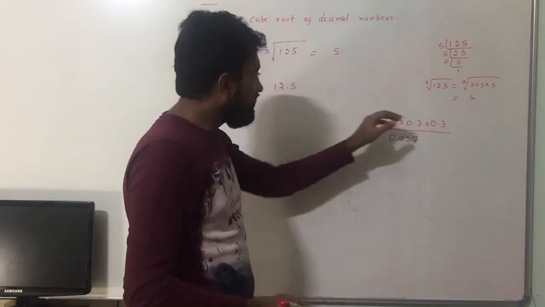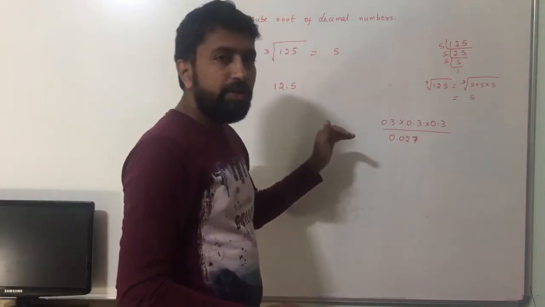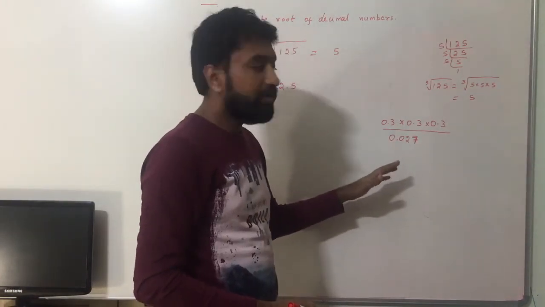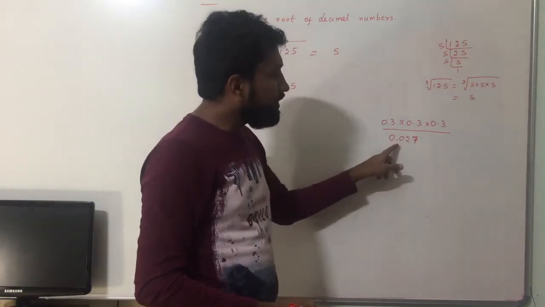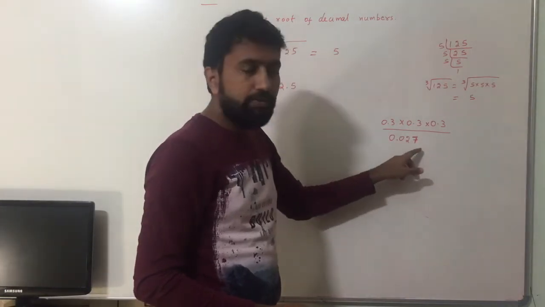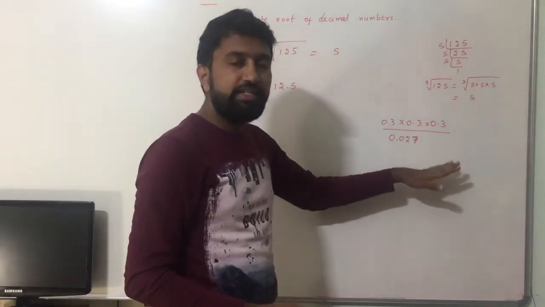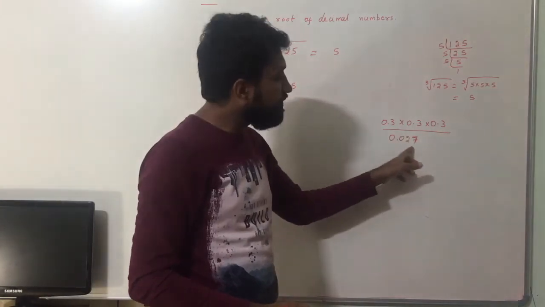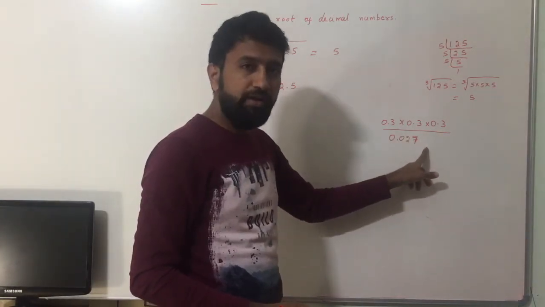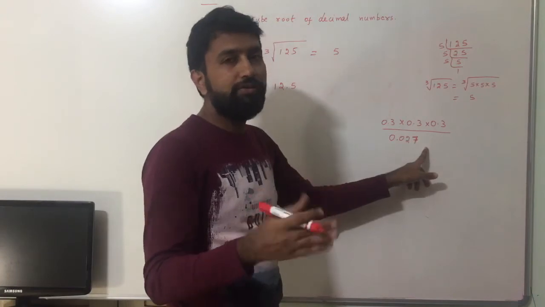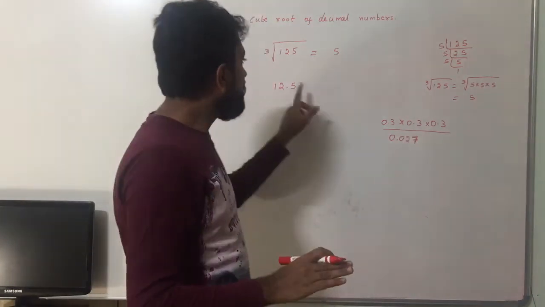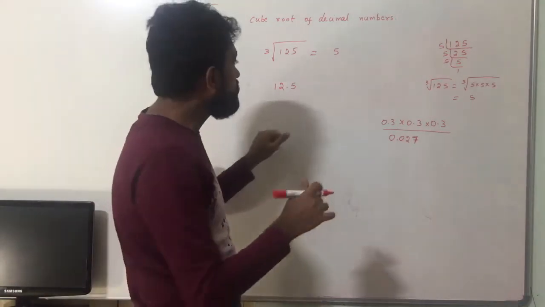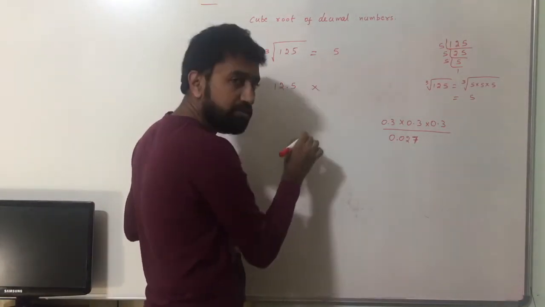So what we understand from this is, whenever you have to find the cube root of a decimal number, that decimal number should have 3 digits, 6 digits, 9 digits, etc. Meaning the number of decimal places should be 3 or multiples of 3. Now here, how many decimal numbers do you have? You have only one decimal number. So you cannot find the cube root of this.